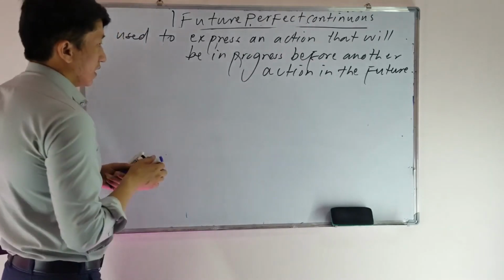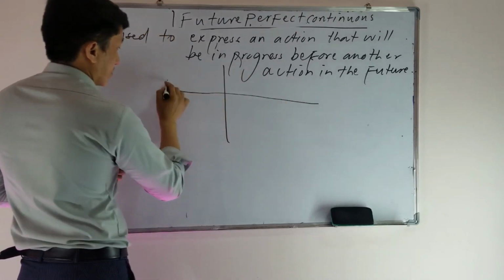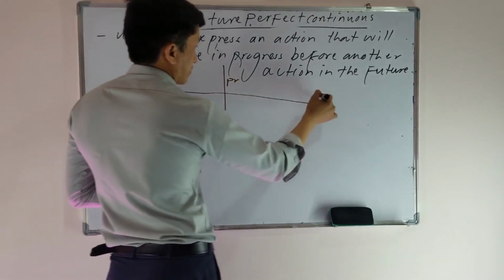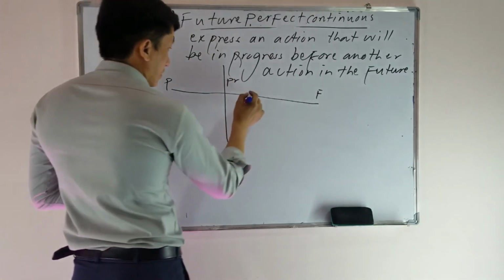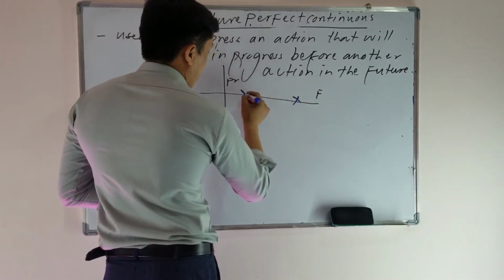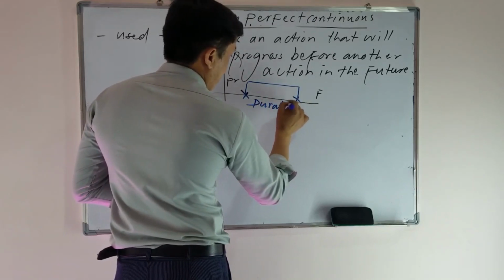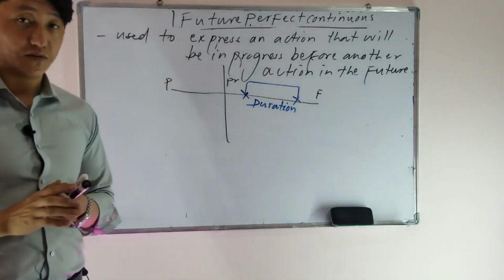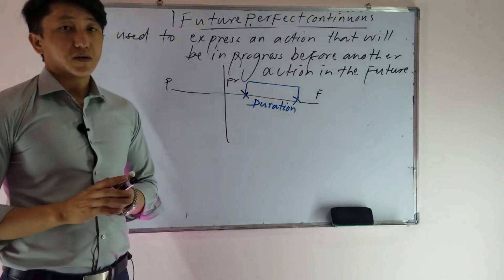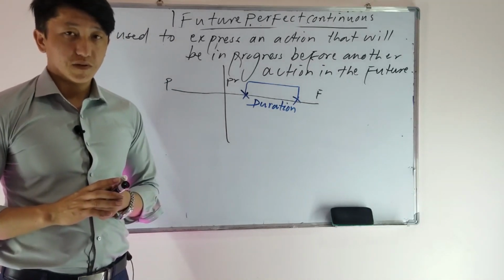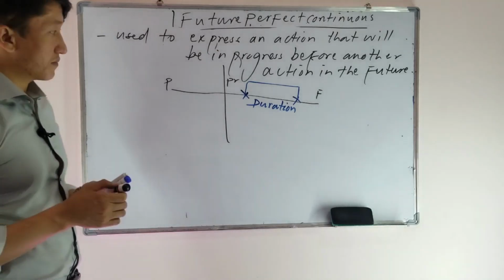Look, let's have a chart. If I have a chart here, this is time: past, present, and future. Now, it talks about an action that will start in the future, look, will start and will continue for a period of time, let's say duration, before another action in the future. Or we can say it will be in progress, or it will continue. Or it talks about the duration of an activity before another action in the future. We use future perfect continuous tense.